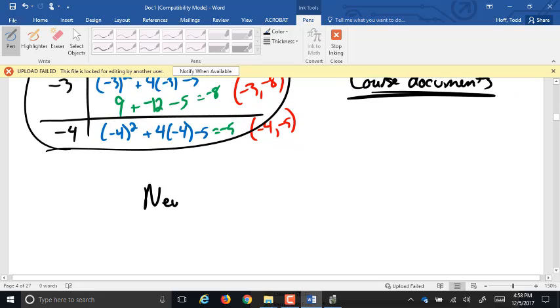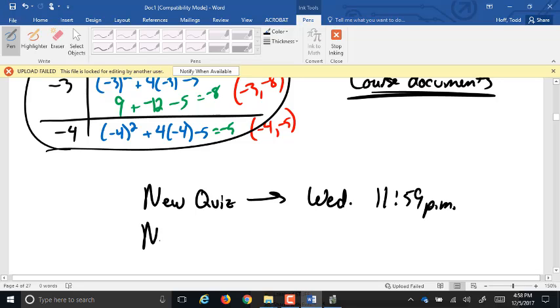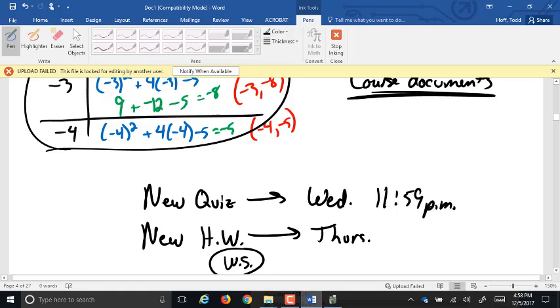So there is a new quiz. It's due for tomorrow. That'd be Wednesday at 11:59 p.m. And new homework that'll be due for class on Thursday. And then again, there is that worksheet. The worksheet is not graded, but it's, like I said, very helpful if you have that done for Thursday.